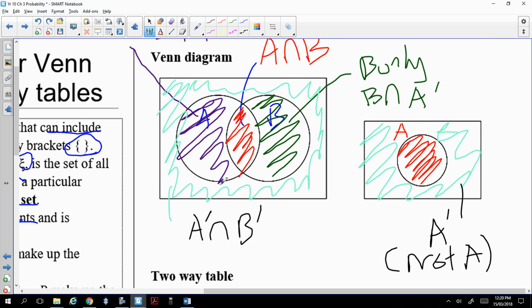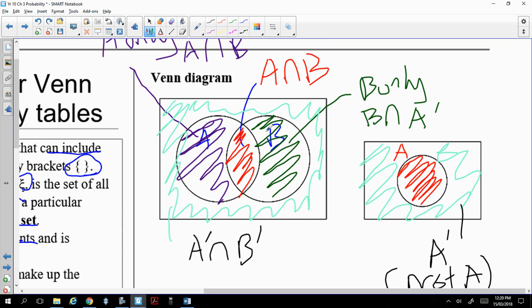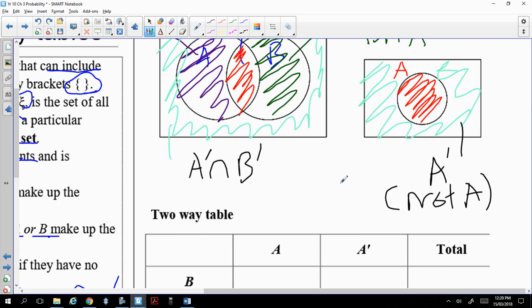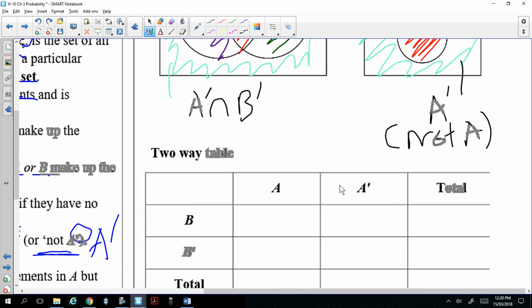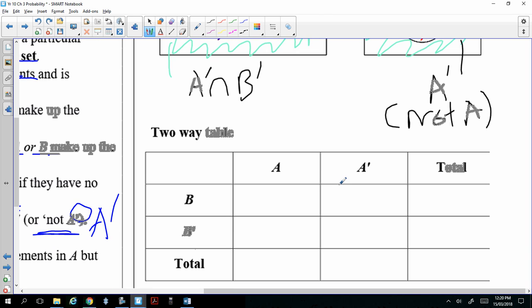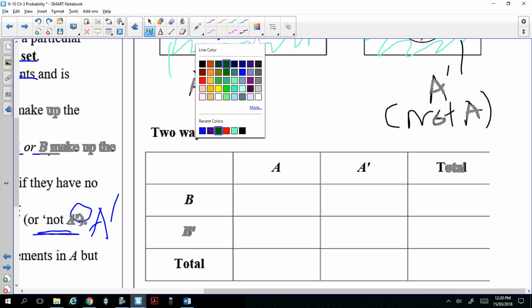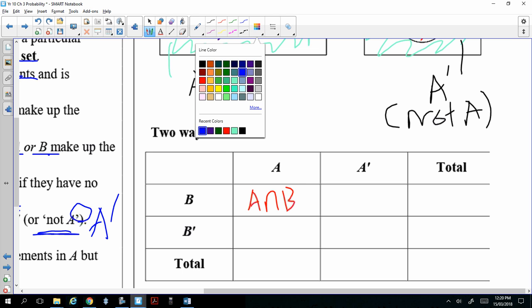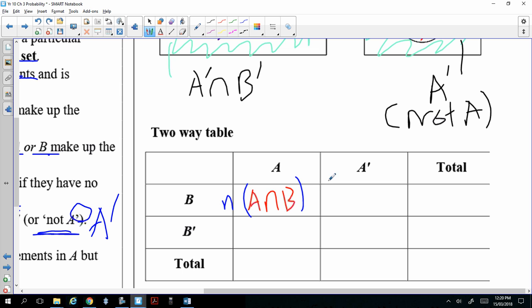Let's look at the two-way table. So you can denote all of this on a two-way table. Okay, so let's look at the first one, which is going to be in red. The first one is A and B, right? And what we're going to do is put an N, because that tells you the number of elements in both A and B. N means the number of elements in A and B. So they all have an N.